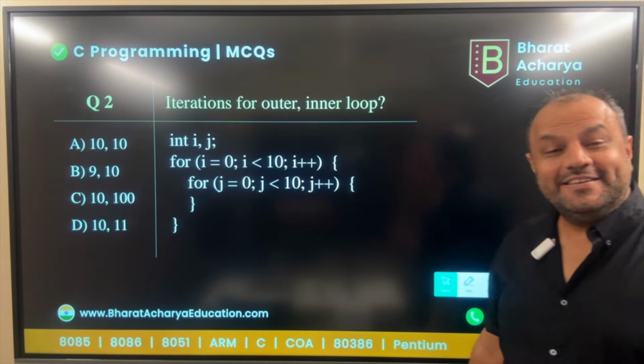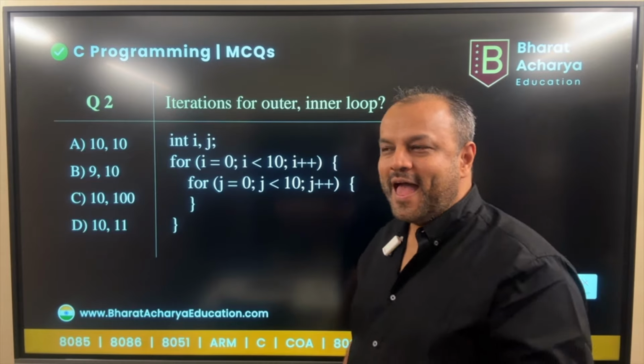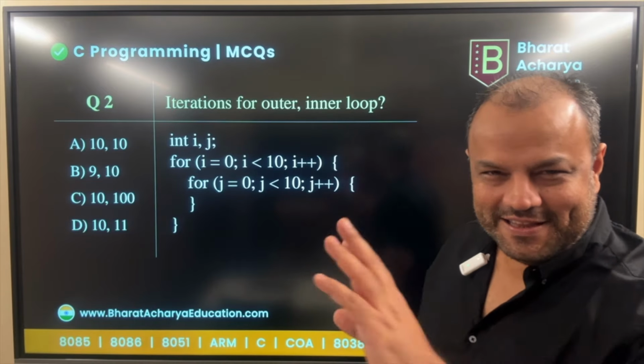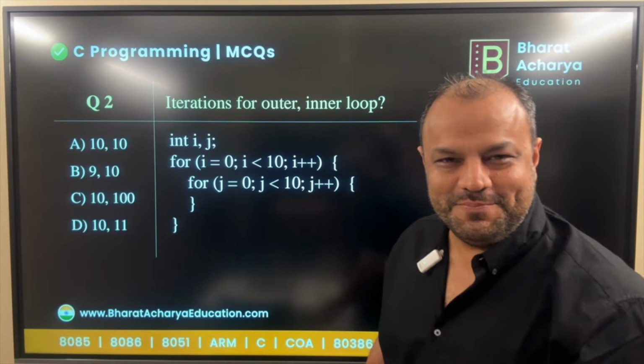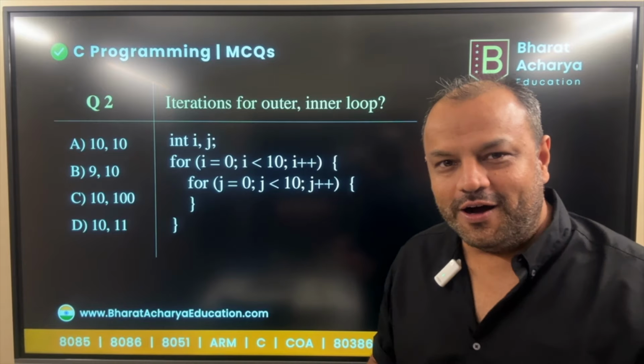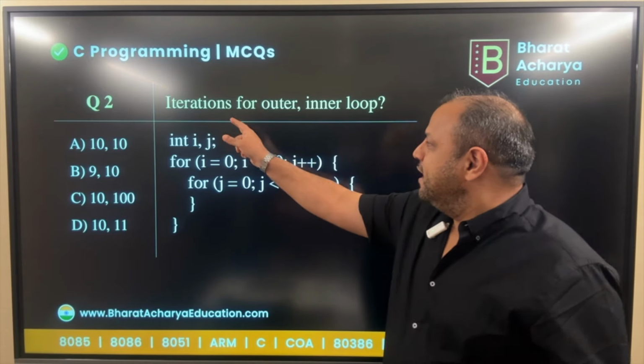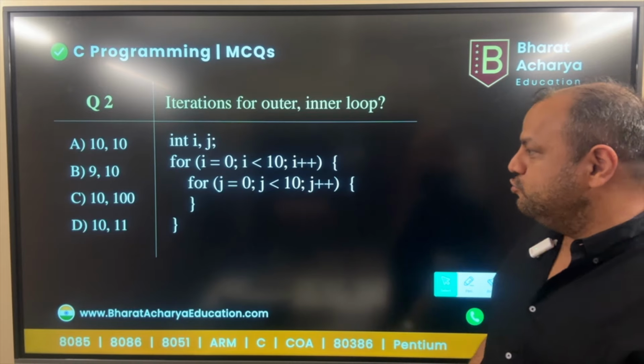Now, this, I've seen it in competitive exams. This is the way the question comes. I'm going to simplify it for you in case you don't understand it directly. What are the iterations for the outer loop and the inner loop?